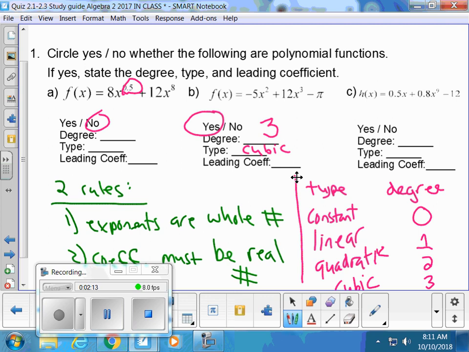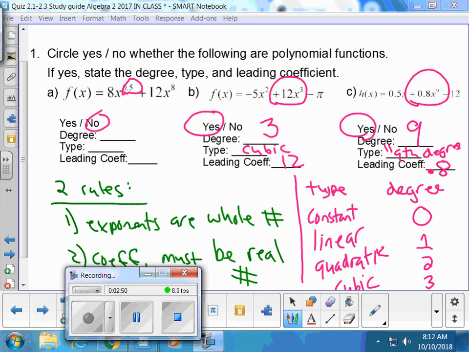Leading coefficient on part B is where we left off. If I would write this in standard form, I would have to write this term first, and that would make my leading coefficient 12. Part C. It's going to be a yes. All those exponents are whole numbers, and all the coefficients are real numbers. The degree is going to be 9. There's just no actual special type word for that. It's just called 9th degree. And then the leading coefficient, if I put it in standard form, this guy would go first, so the leading coefficient would be that 0.8.